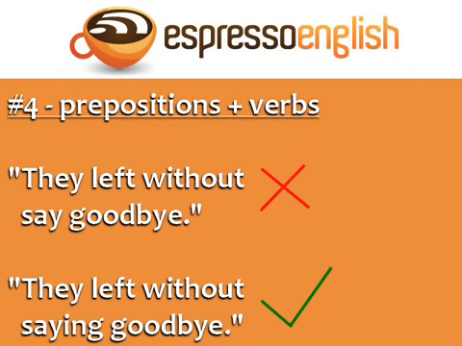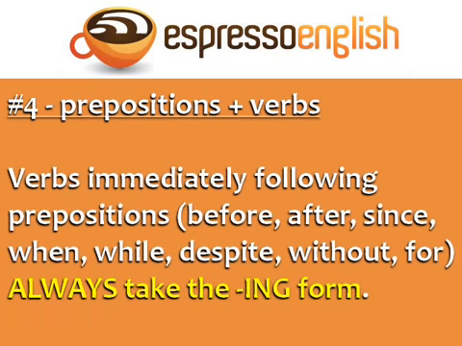Number 4. Prepositions and verbs. They left without say goodbye is incorrect. The correct sentence is, they left without saying goodbye. Verbs immediately following prepositions like before, after, since, when, while, despite, without, and for always take the ing form.